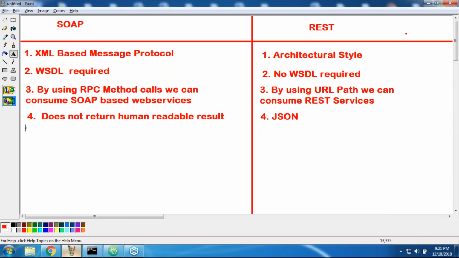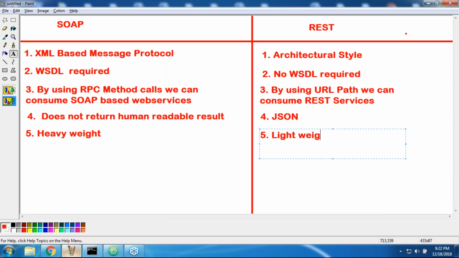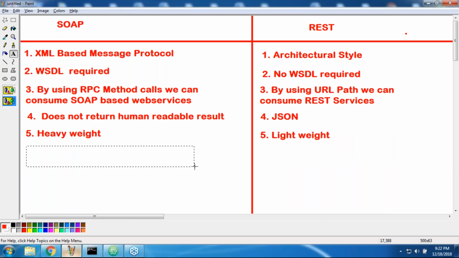Next, these are heavyweight. I can use the word heavyweight. Heavyweight is XML based, but this one is lightweight. Observe that this is heavyweight and this is lightweight. Next, it requires more bandwidth, but here less bandwidth is required. Just observe that, sir. Less bandwidth requirements.